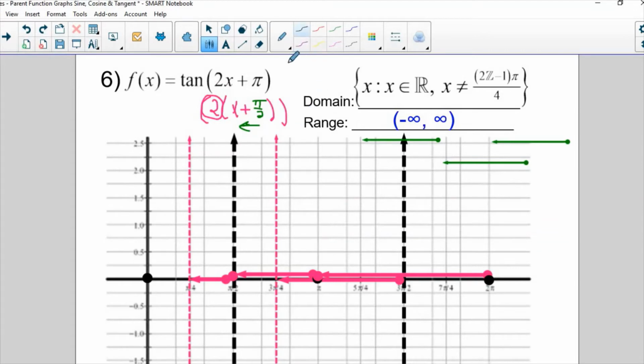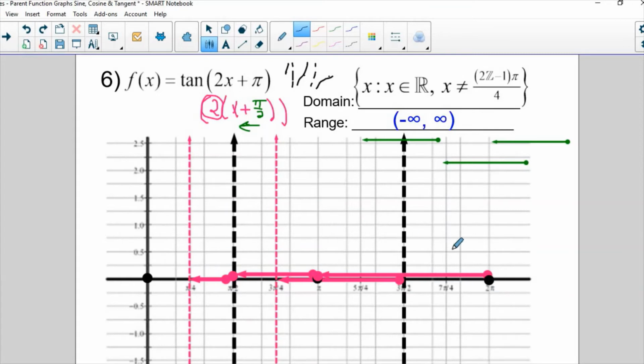So normal tangent graph, 0, asymptote, 0, asymptote, 0, little half-made thing here, full thing there, half thing there. So you can see that 0, asymptote, 0, asymptote, 0. And now we're going to divide all of the key parent function points by 2. So 0 divided by 2, 0. Pi over 2 divided by 2 is pi over 4. Okay, the next one, pi divided by 2, is now pi over 2. 3 pi over 2 divided by 2 is now 3 pi over 4. And 2 pi divided by 2 is now pi.